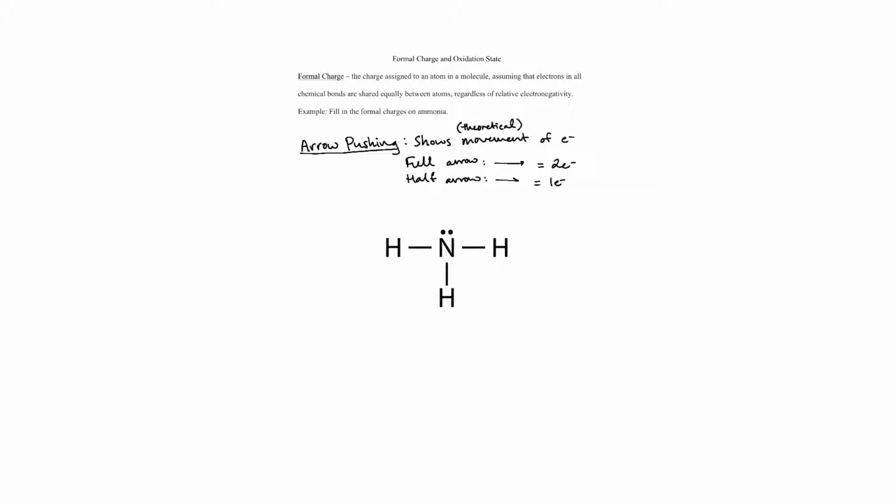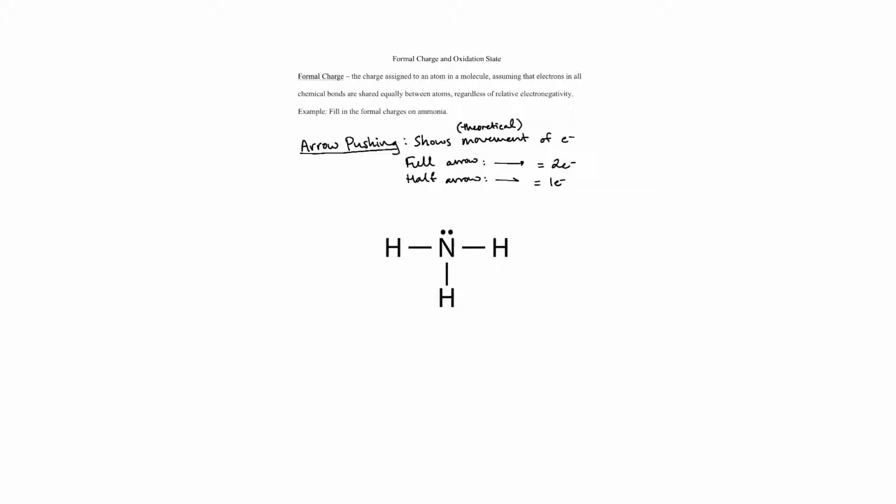So we're going to start with ammonia, and we're going to start with formal charge. Remember that this is the charge assigned to an atom in a molecule, assuming that all electrons in all chemical bonds, remember 2 per bond, are equally shared between atoms regardless of relative electronegativity. To make this more visual, and this whole video is about visually helping you see and understand where we're getting these numbers from when we say nitrogen needs 5 electrons, how do we get there? We'll actually look at a periodic table so you can do this on your own as well.